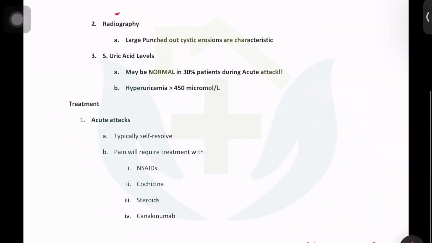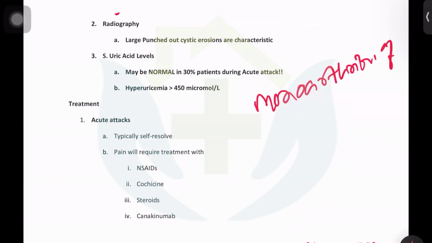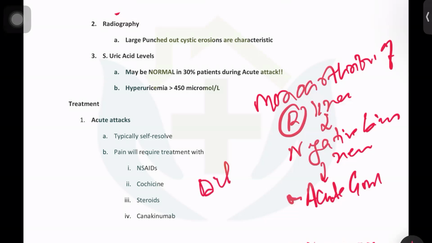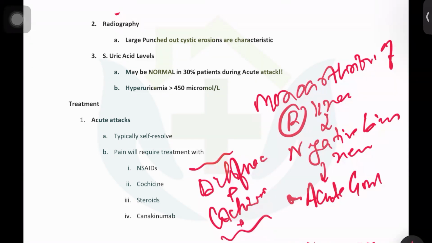I'll tell you. So there is this guy who had come with a monoarthritis of knee joint. Joint aspiration showed negatively birefringent needle crystals, and the patient has acute gout. The patient was started on diclofenac plus colchicine, and aspiration was also done. Very interesting question.